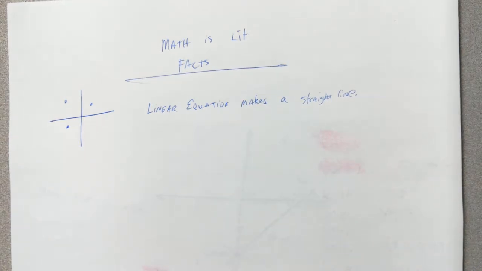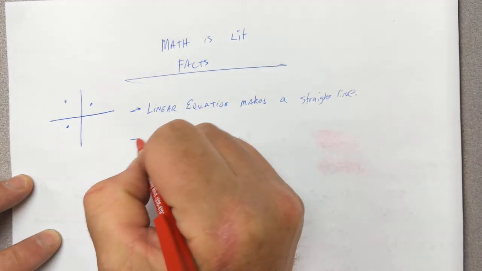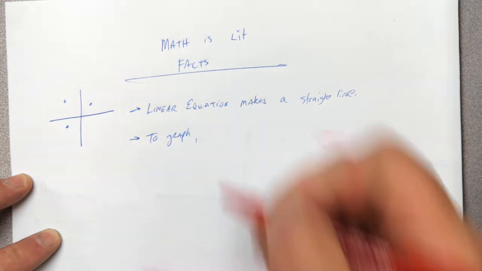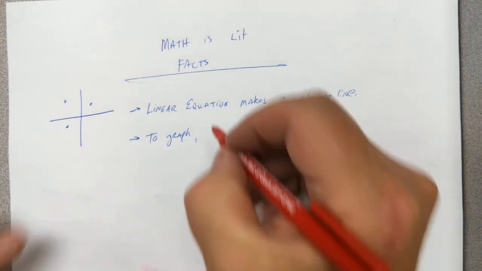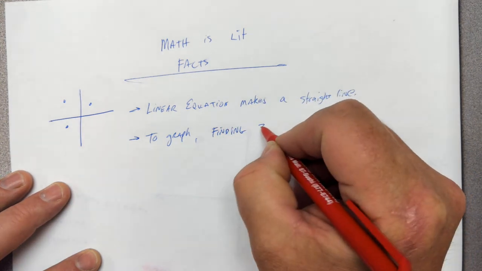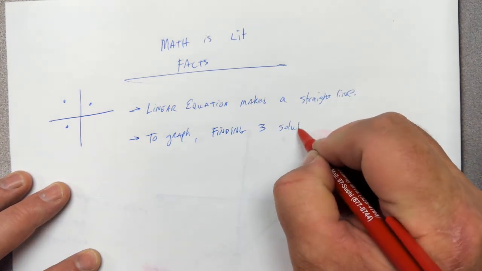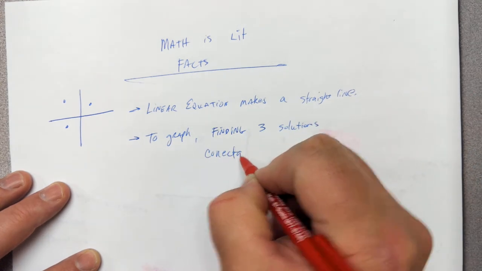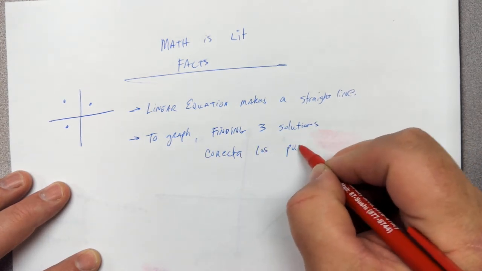So your graphs are going to be straight lines. Here's how you graph. There are all kinds of ways to do this, but ultimately what you're always doing is finding three solutions, and then connecting the dots.